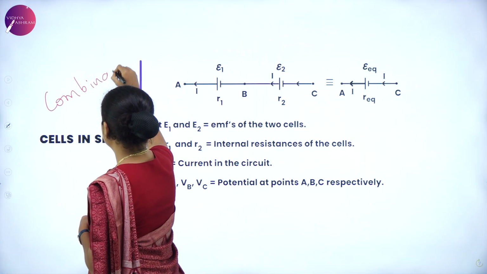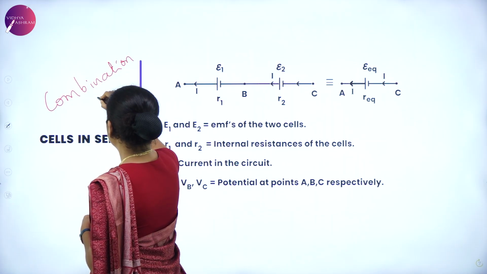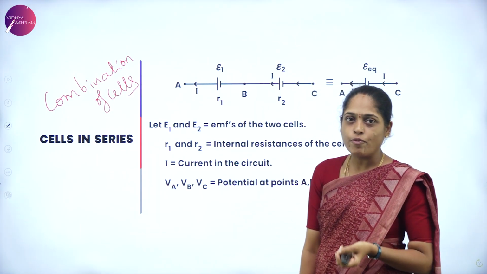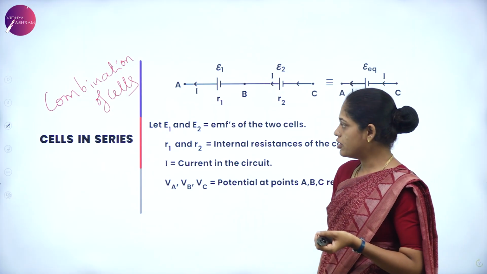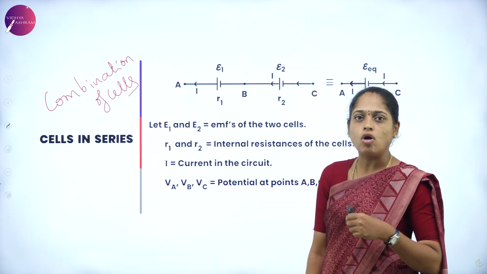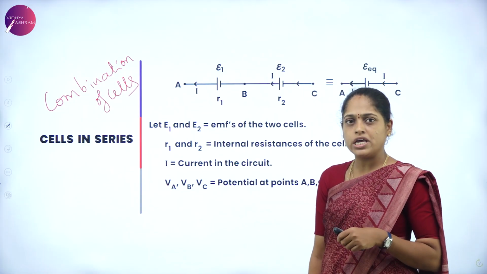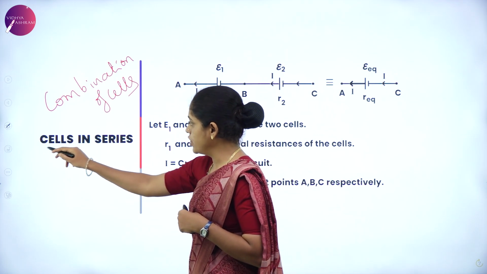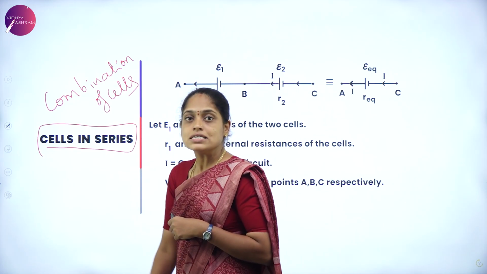Combination of cells. Why do we need to know the combination of cells? As a single cell can't provide the requirement of the circuit, we need a combination of cells where we can obtain high voltage and supply more current. The first combination which we deal with is cells in series.